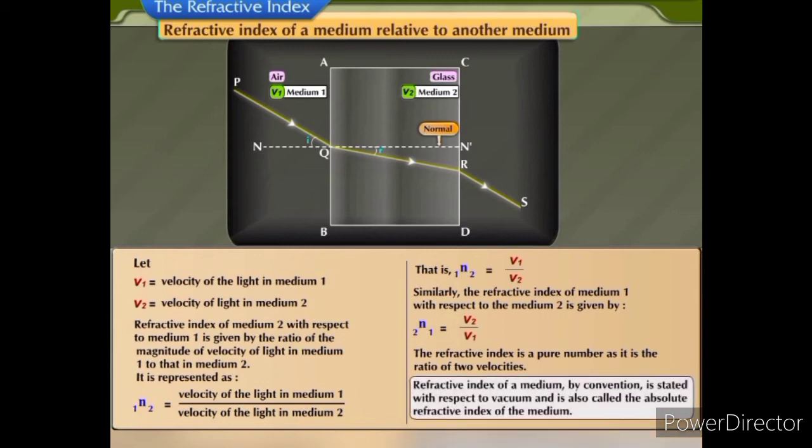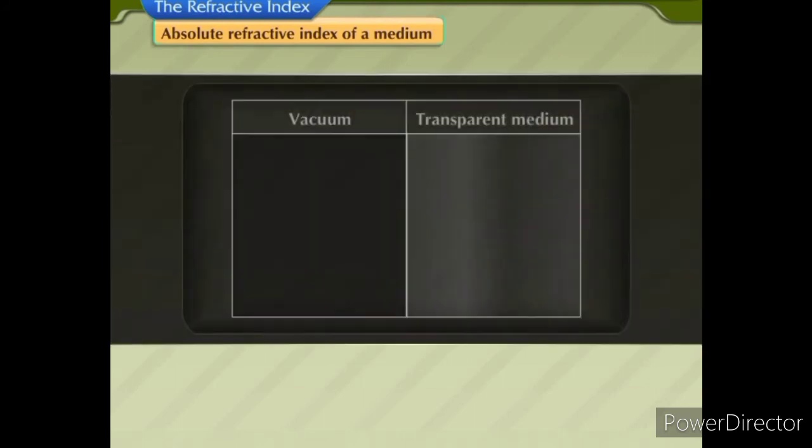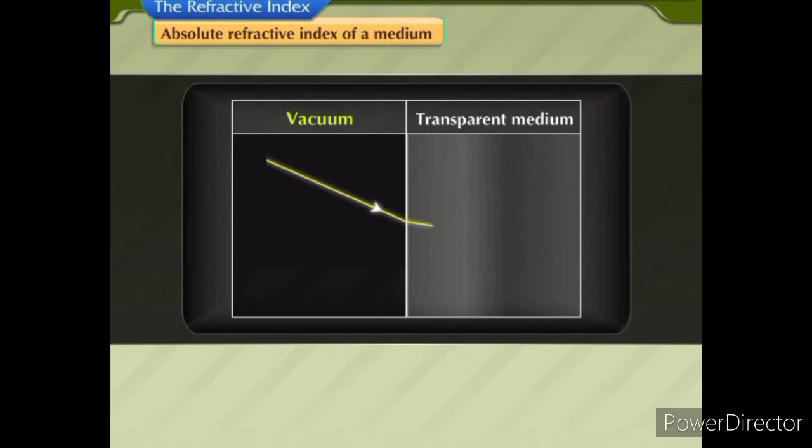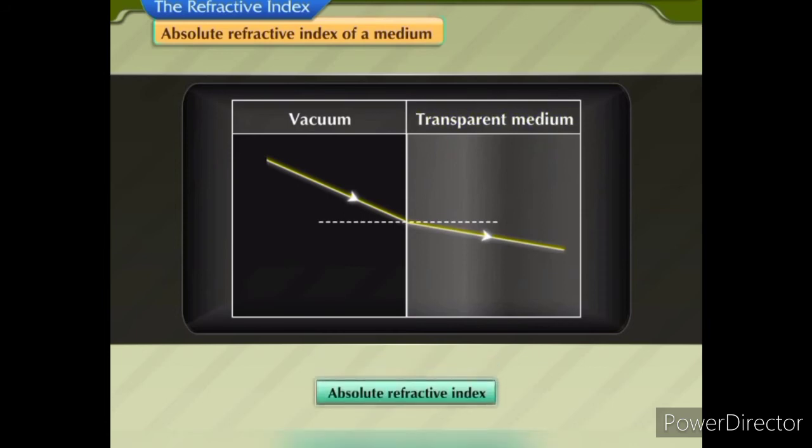Refractive index of a medium by convention is stated with respect to vacuum and is also called the absolute refractive index of the medium. Let us understand this concept in detail. Absolute refractive index of a medium. If light traveling through vacuum is incident on a transparent medium, then the ratio of the velocity of light in vacuum to the velocity of light in a particular medium is called as absolute refractive index of that medium.